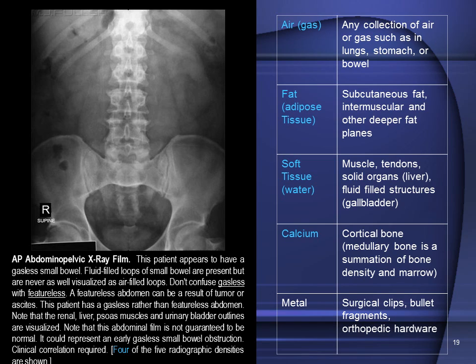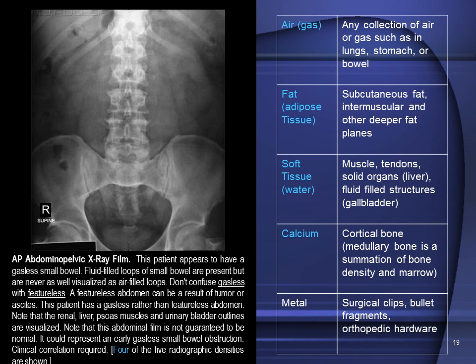Now we orient ourselves to some structures. Here is the vertebral column or the spine of the patient. We see some ribs bilaterally. This is the sacrum, which is still part of the axial skeleton, the left pelvic bone and the right pelvic bone, the right proximal femur and the left proximal femur. This is the pelvic inlet. These are the iliac crests, the left and the right.